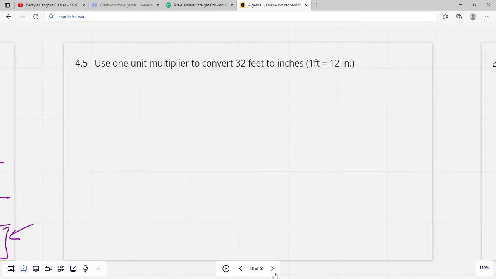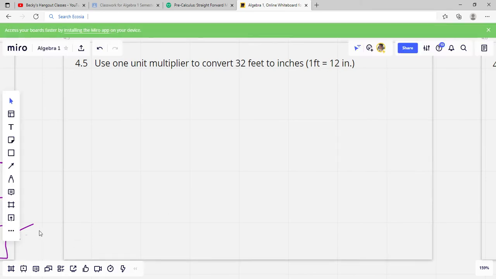All right. Unit multipliers. This is something new. Maybe. If you haven't used Saxon before, this might be new. All right, so use 1 unit multiplier to convert 32 feet to inches. What is a unit multiplier? A unit multiplier is just a fraction made out of 2 things that are equal.